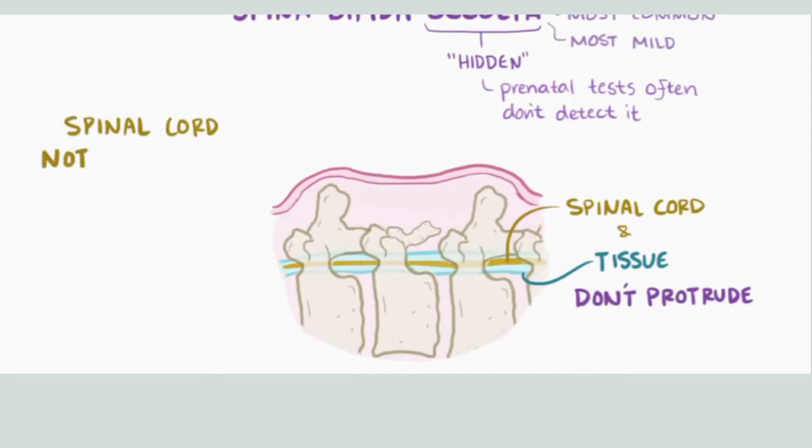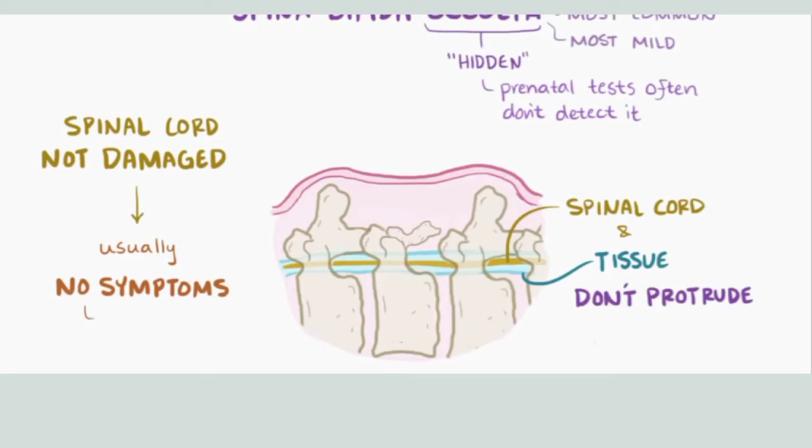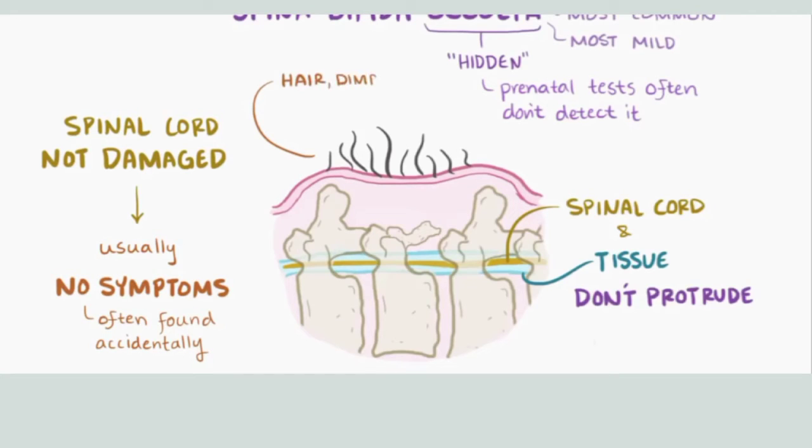Since the spinal nerves are undamaged, people with this form of the disorder are often asymptomatic, and the condition is usually only found accidentally later in life. At most, people might have hair, a dimple, or birthmark on their back above the site of the lesion.